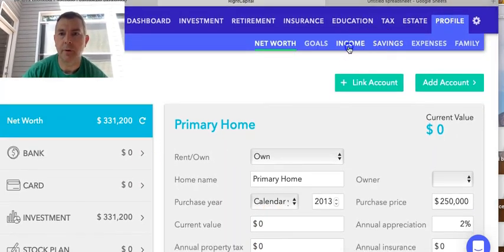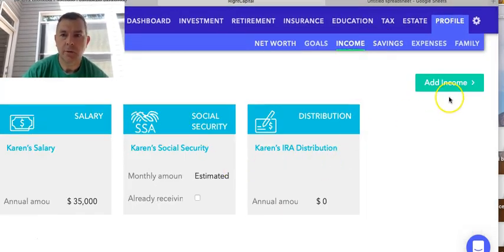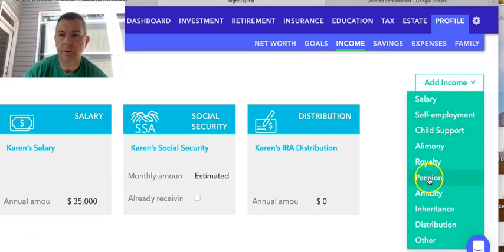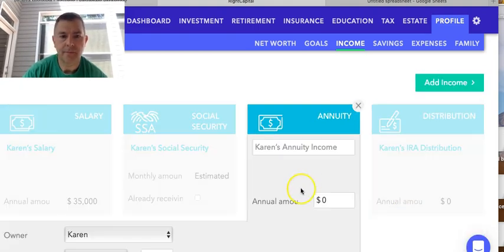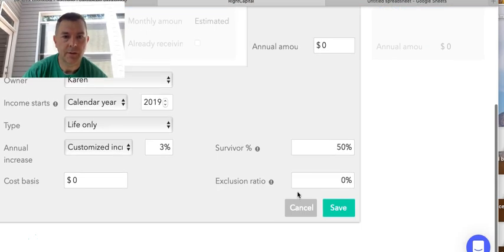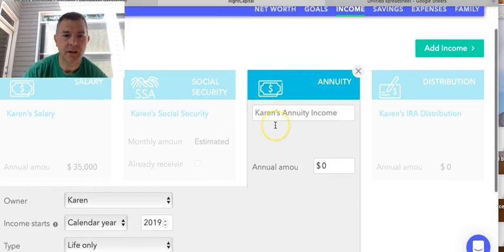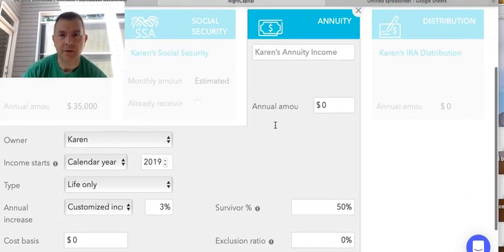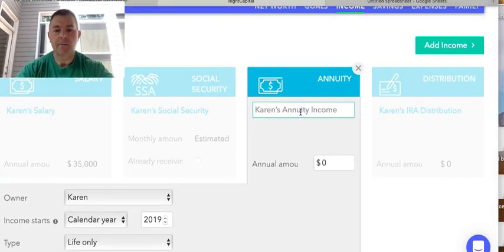So what we're going to do is put in an income stream. We're going to add income, and we're going to do, I guess, annuity. Let's see. Do I get cost basis? Okay, cool. There we go. I think I can do it. It doesn't give me the percent. All right, so let's just do reverse mortgage monthly income.